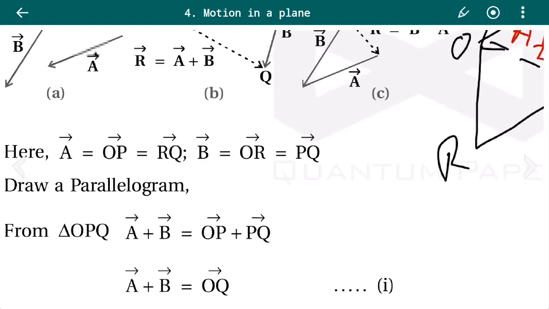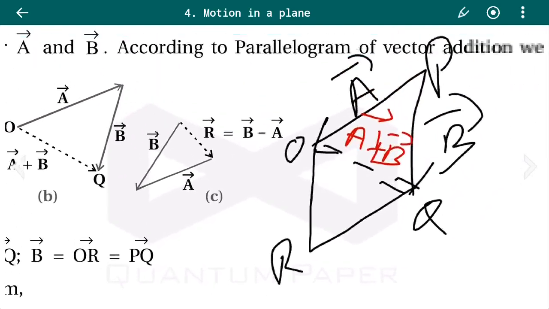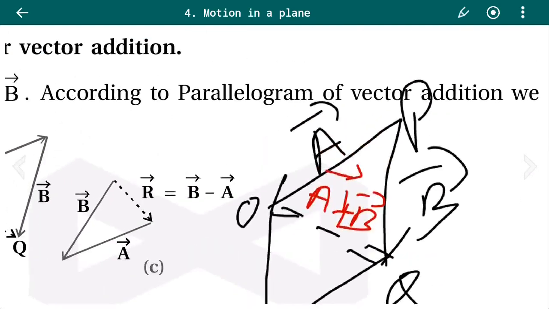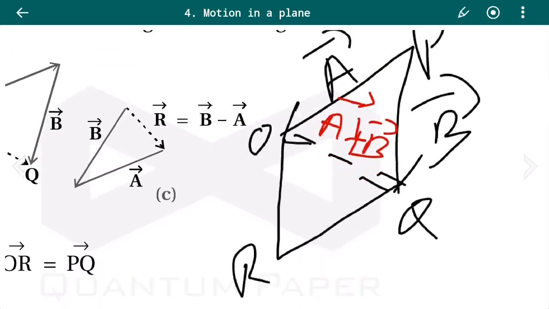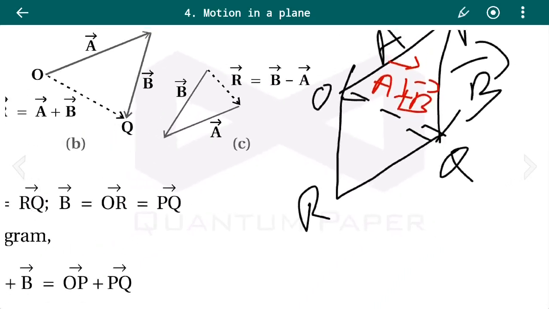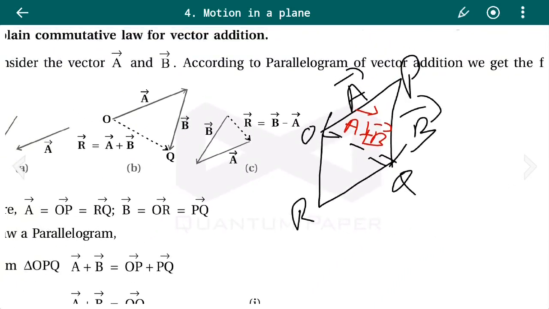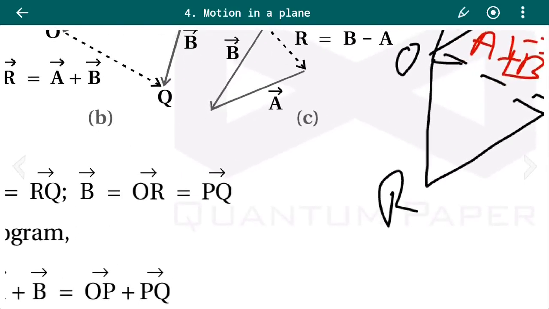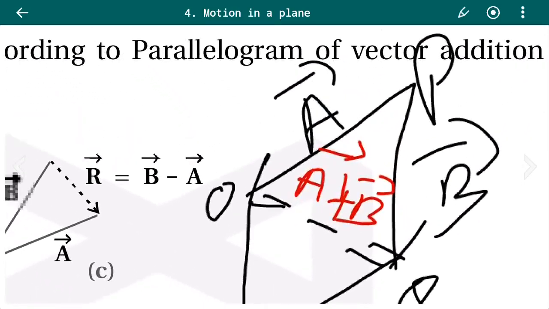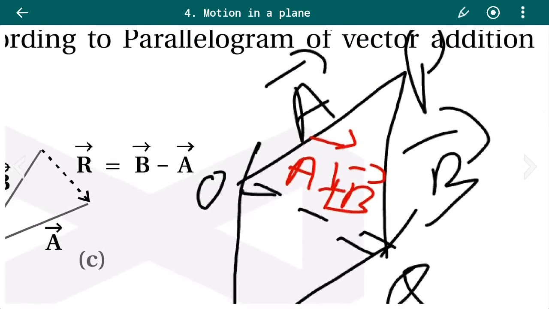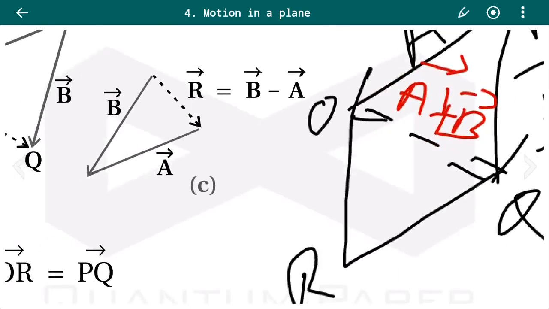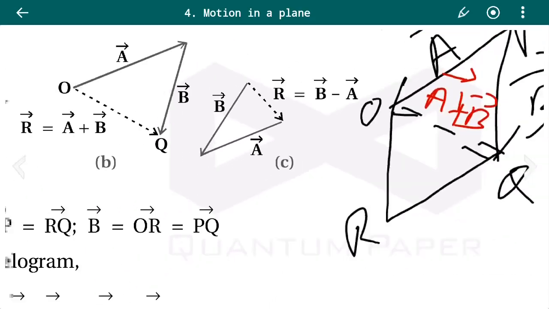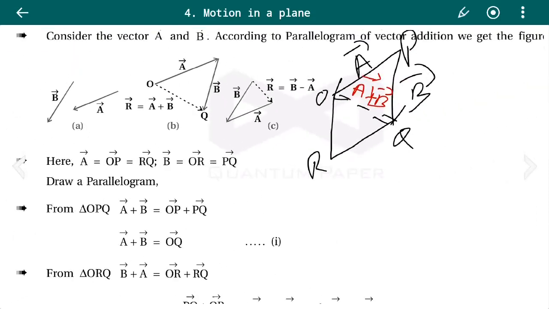So vector A is equal to OP, which is equal to RQ vector. As you can see in this figure, vector A is equal to OP and that is equal to RQ. In the same way, vector B is equal to OR vector, which is equal to PQ vector. And we know that for a parallelogram, the diagonal gives the vector addition.